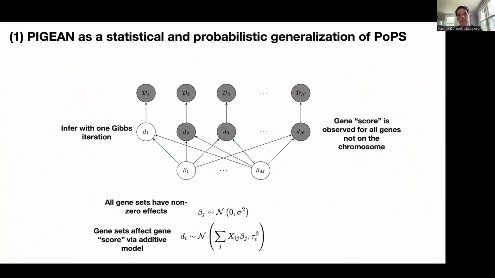And so just to give you some intuition as to what exactly this thing is doing, you can actually view this as a statistical generalization of POPS. That's why I spent a fair amount of time on that. If you don't do this iterative update process, but just fix your observed gene scores for all of the genes not on the chromosome of the gene, and then just do a single shot Gibbs estimation, you actually get a method that's very, very analogous to POPS.